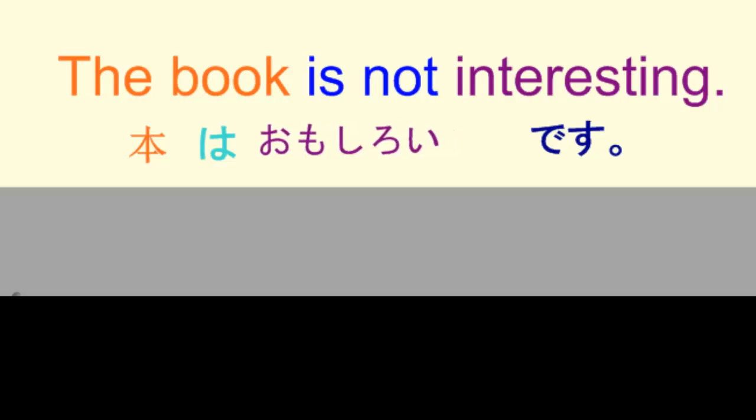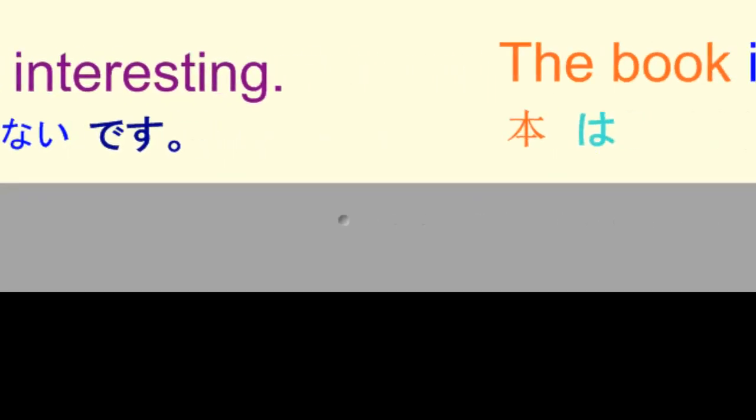And to do that, we're going to get rid of this i here. That leaves us with omoshiro. And then we're going to add the negative ending, which is kunai. And we get hon wa omoshirokunai desu. The desu stays in the positive because the negative is incorporated into the adjective itself.